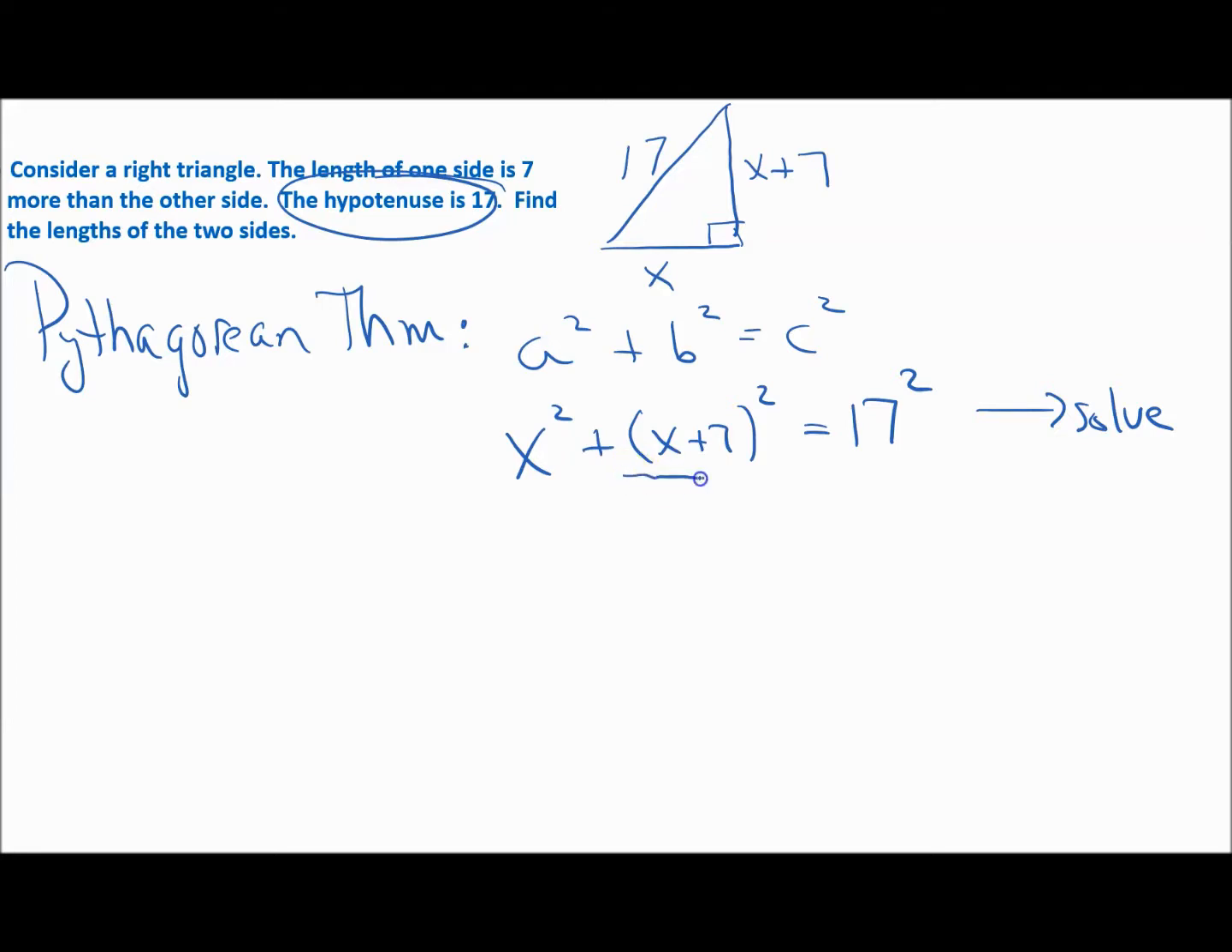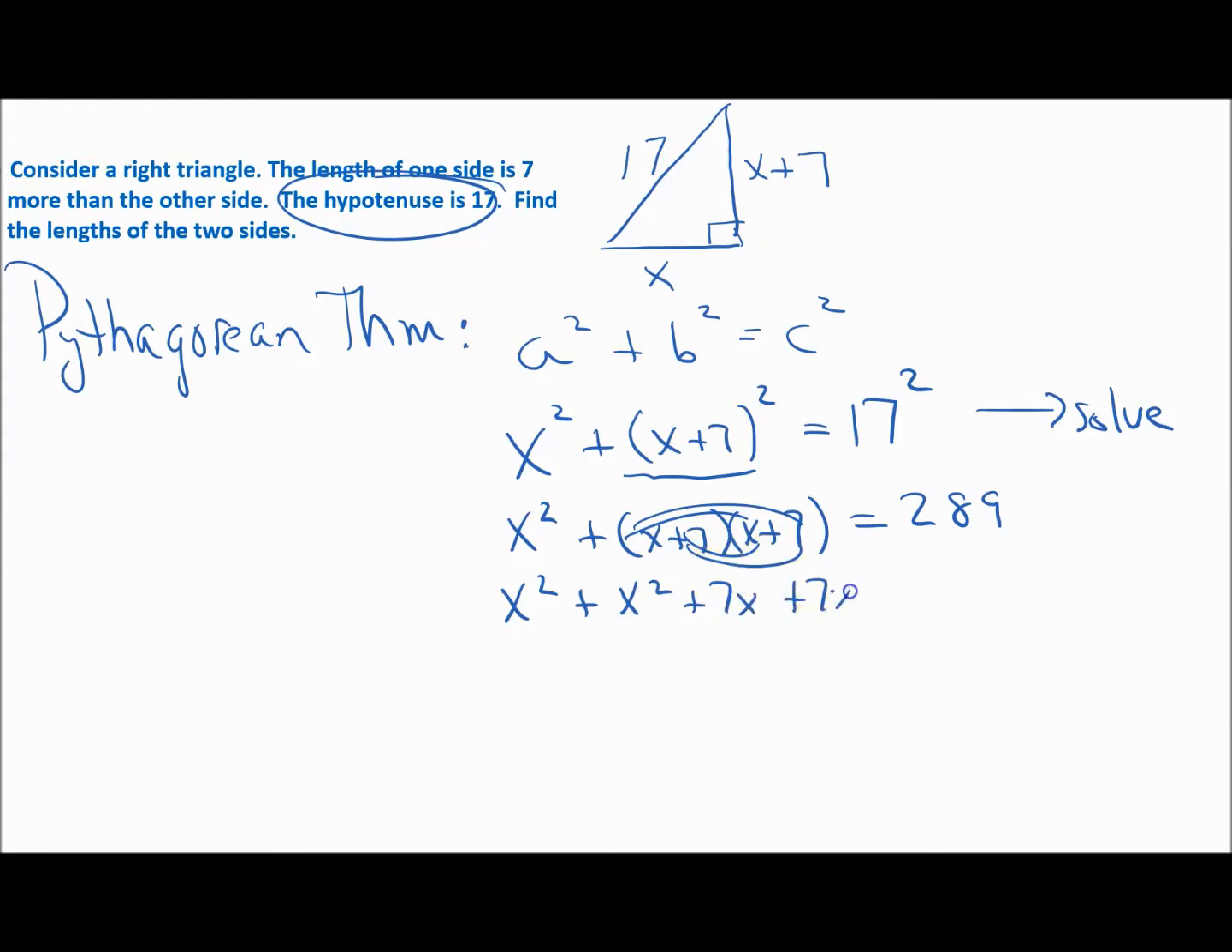Let's multiply this out. So I have to FOIL here, so that's x squared. If it helps to write that out twice, you should. Okay, and then 17 squared, let's go ahead and figure that out. So 17 times 17, and that's 289. Okay, and here I've got to do all of this, right? So the x squared comes down. X times x is x squared. X times 7 is 7x. 7 times x is 7x. 7 times 7 is 49. And that equals 289 on the other side.